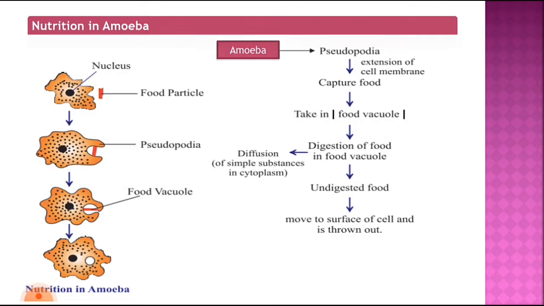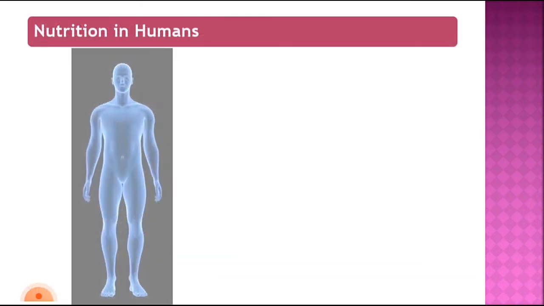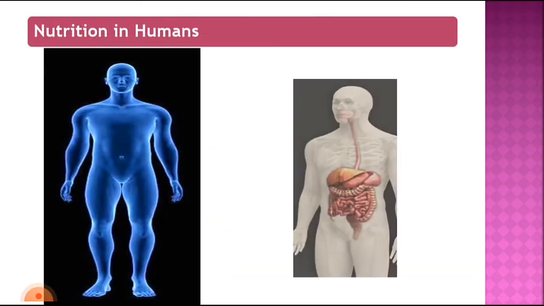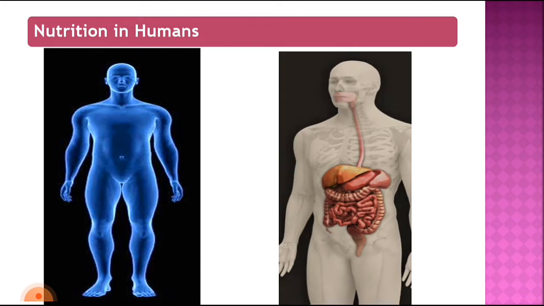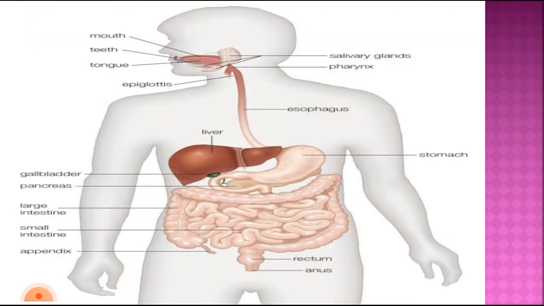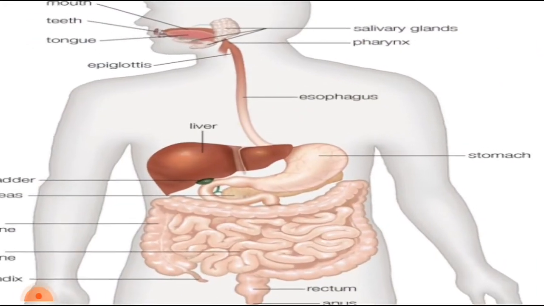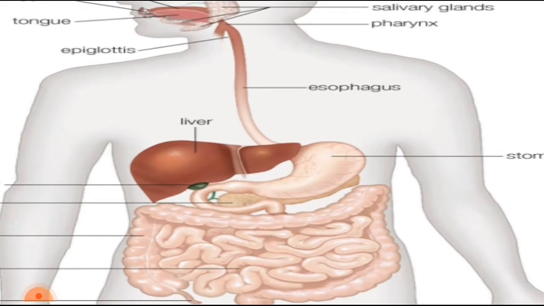But do the higher organisms like us get our nutrition in the same way? No, we are multicellular organisms with very high energy needs. We have a specialized organ system to perform these processes of nutrition. Our digestive system is made up of alimentary canal that starts from our mouth and ends at the anus. And it also includes few digestive glands like liver and pancreas.